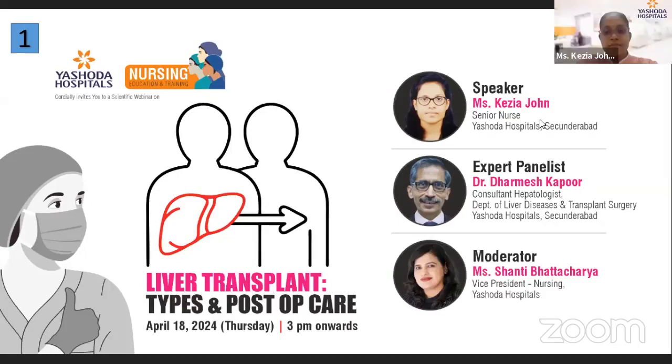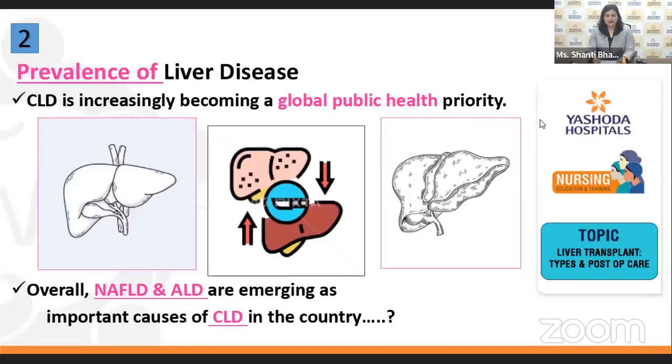So we will be discussing, and you can share the second slide. We are just going to talk about the prevalence of liver disease. As nurses, we have all studied that anytime we discuss any disease, we always start right from the prevalence. We should also know what is happening in the country. CLD is nothing but chronic liver disease, and it is increasingly becoming a global public health priority. As you can look at the diagram, we are able to portray the fatty liver and the normal liver, and overall non-alcoholic fatty liver disease and alcoholic liver disease are emerging as important causes of chronic liver disease in the country.